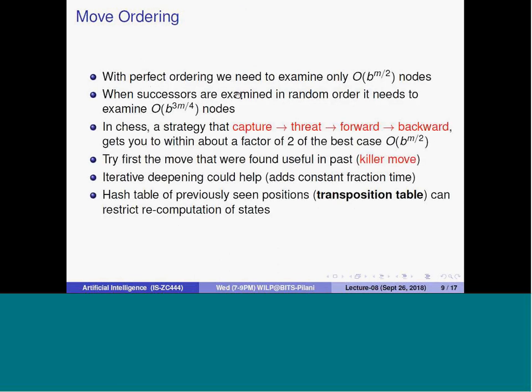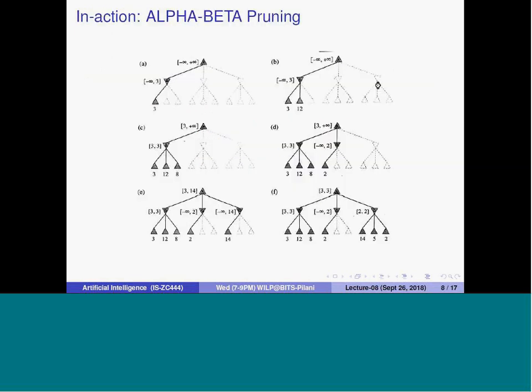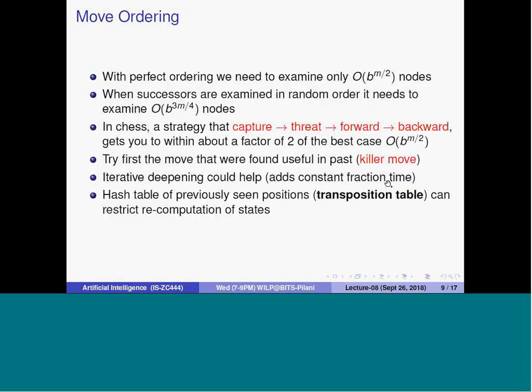The obvious thing, we have seen that with the perfect ordering, we need to examine only b to the power m by 2 of the nodes. We have seen this earlier. This is not possible. We have just discussed that this is not possible, because if somebody has some understanding of the perfect ordering, then we can use that ordering to go ahead with the search. We would not even do the search. So perfect order is therefore not possible. Therefore, we should go for the other things.